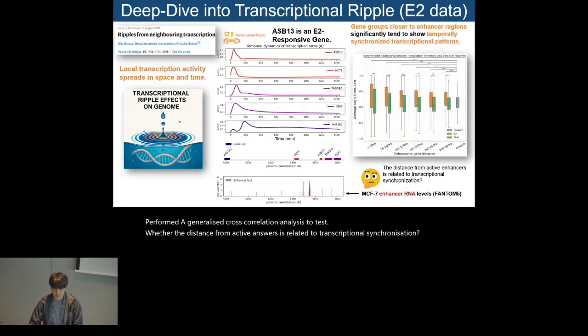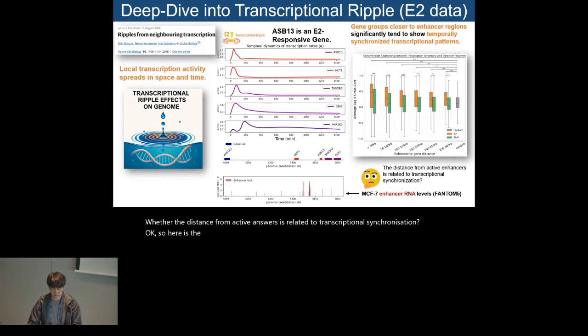Okay, so here is the result. This box plot summarizes the cross-correlation analysis. As expected, gene groups closer to enhancer regions significantly tend to show temporally synchronized transcriptional patterns.